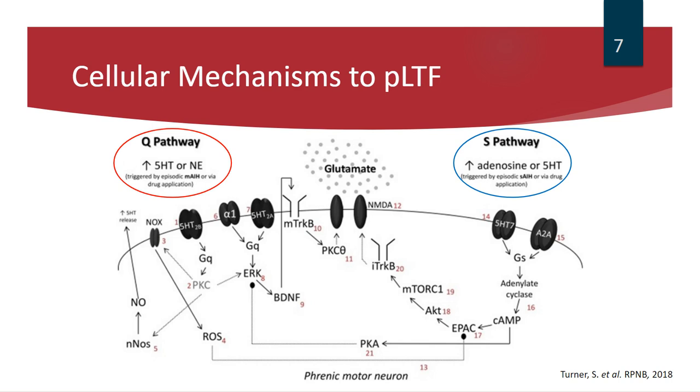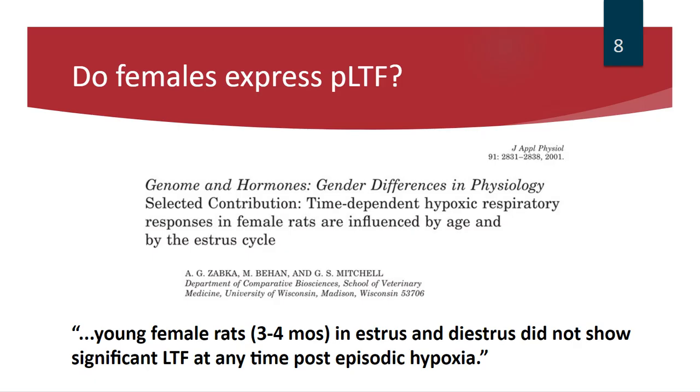So there was a study done back in 2001 by Andrea Zopka, who was a graduate student with Mary Behan and Gordon Mitchell at the University of Wisconsin in Madison. And this was the first study to utilize female rats in a study of phrenic long-term facilitation. In this study, they used female rats in 2 stages of the estrus cycle, young adult rats, and compared them to middle-aged rats, about 13 months of age.